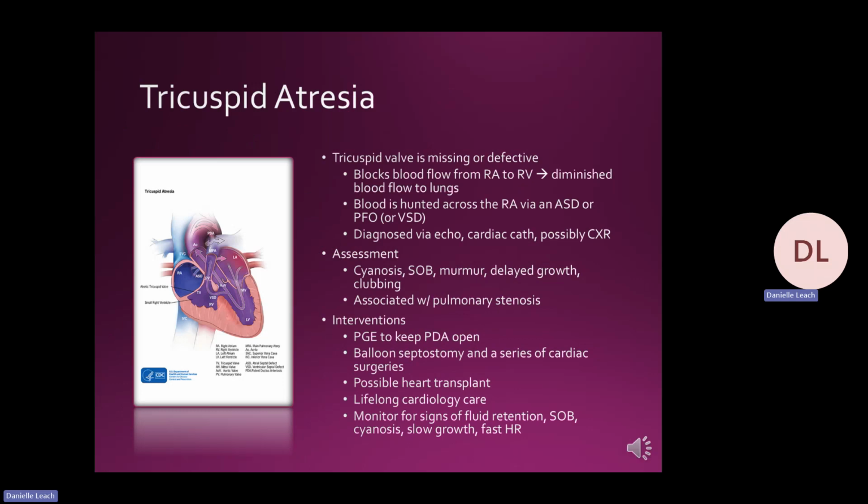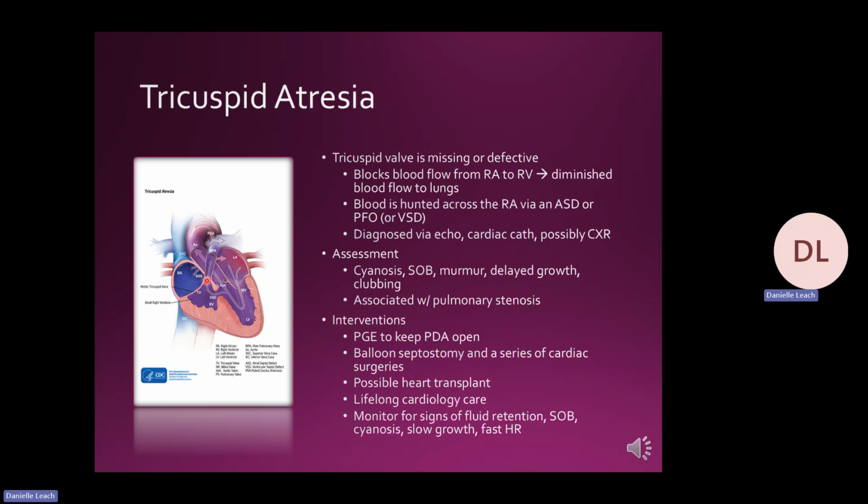Tricuspid atresia. In tricuspid atresia, the tricuspid valve is either missing or defective in some way, so that it's blocking blood flow from going from the right atrium to the right ventricle. If this happens, we're going to have diminished blood flow up to the lungs because there is no way for the blood to get to the right ventricle except for a couple of exceptions and roundabout ways it can get there.